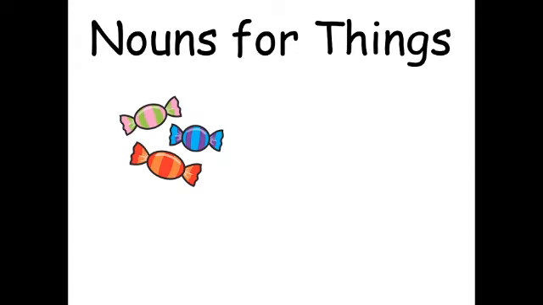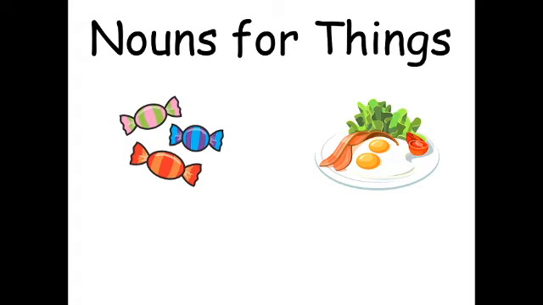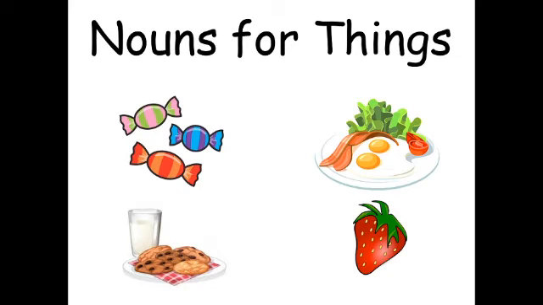Let's look at some more things. What are these? These are candies. Candies is the name of a sweet treat, isn't it? And candy is a noun. The eggs you eat at breakfast, the yummy strawberry, and the delicious milk and cookies, all are the names of things you eat, and these are all nouns.